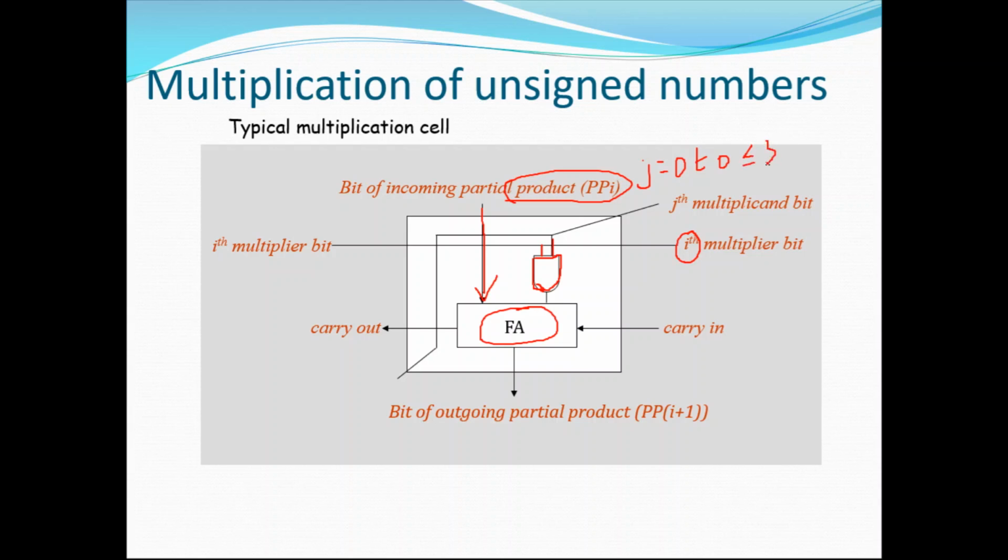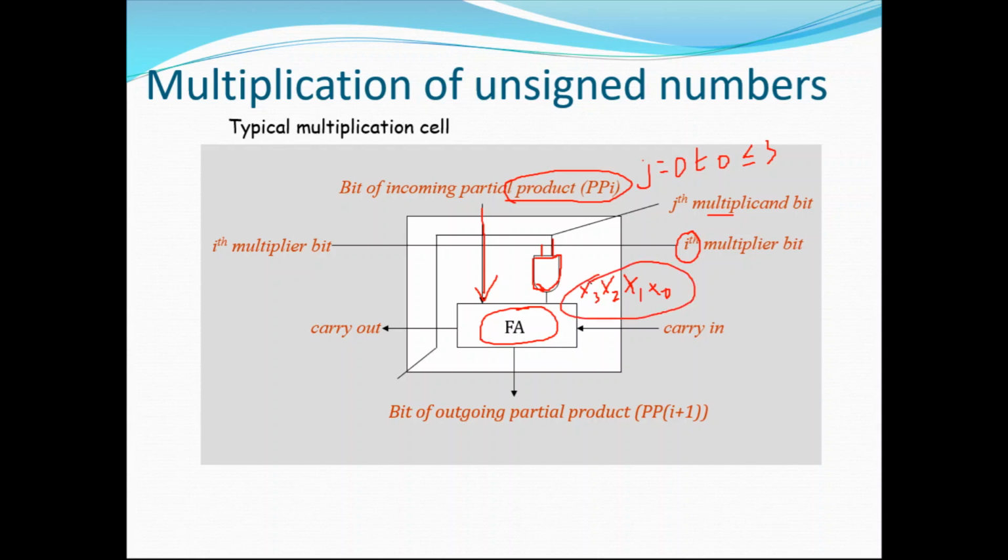The 0th bit of the multiplicand will be ANDed with the ith multiplier bit. Let us assume the result is x0. Then the first bit of the multiplicand with the ith bit of the multiplier, perform AND, the result is x1. Then the second bit, the result is x2. Then the third bit, the result is x3. So now you got the 4-bit input.